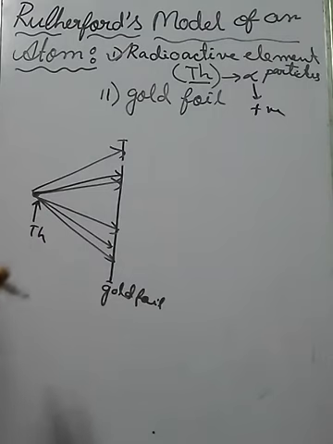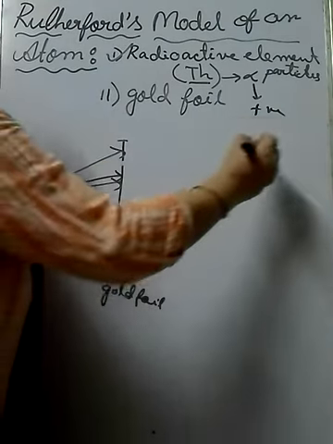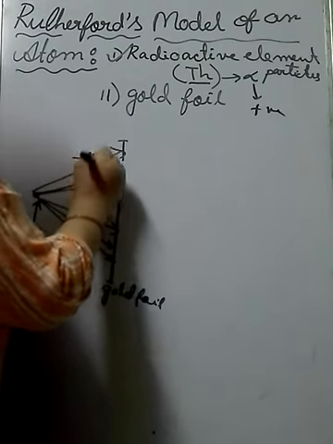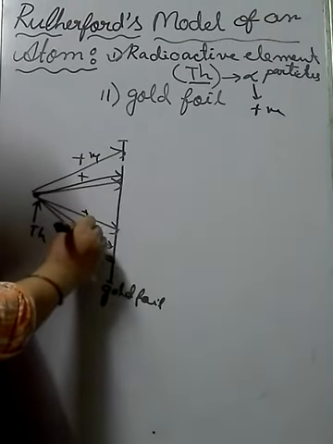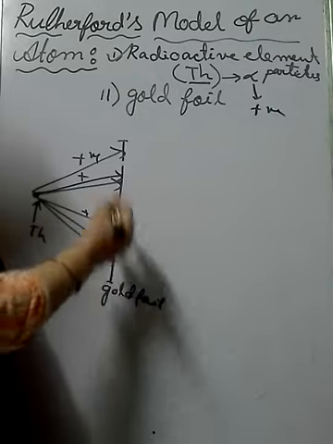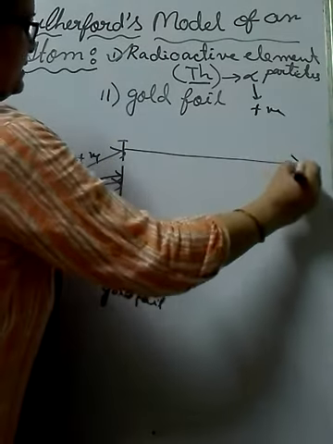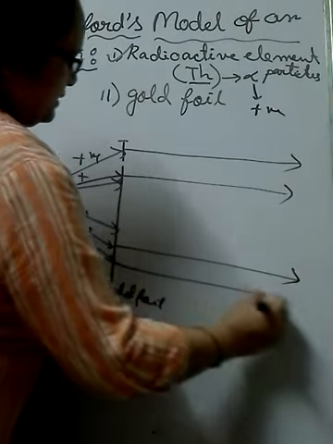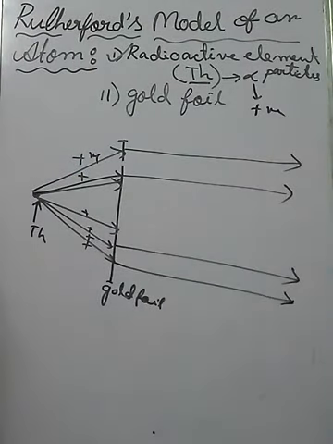After arranging all this, he observed that most of the alpha particles, which are positively charged, easily pass through the gold foil, like this. Most of the alpha particles easily pass through the gold foil.